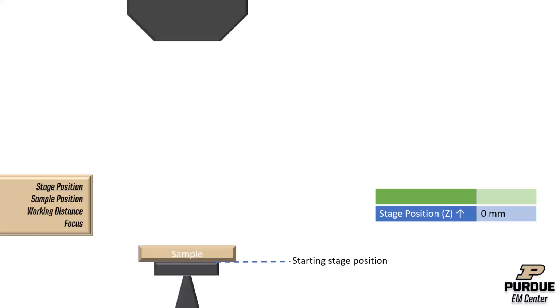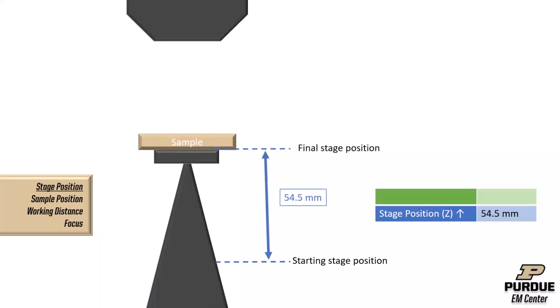Right now you can see that we have an upward facing arrow that indicates that we're measuring how far we've moved the stage up from its lowest possible mechanical position. Right now we haven't moved the stage, so we're at 0. As I move the stage up, that readout will also change. In this demonstration example, I've moved the stage up 54.5 millimeters, and so that's what my stage reads out.